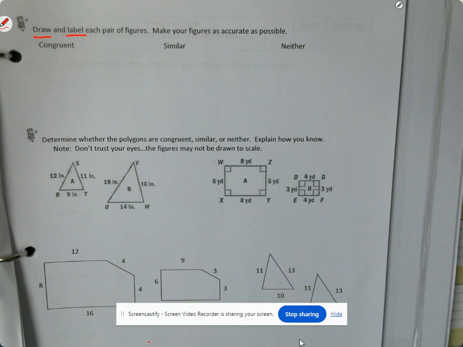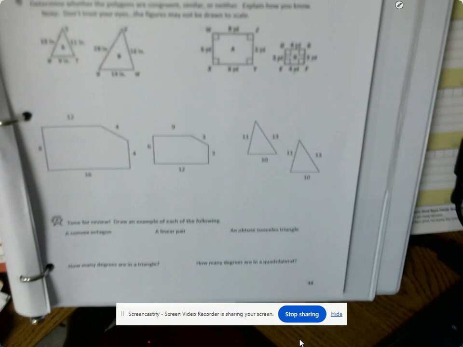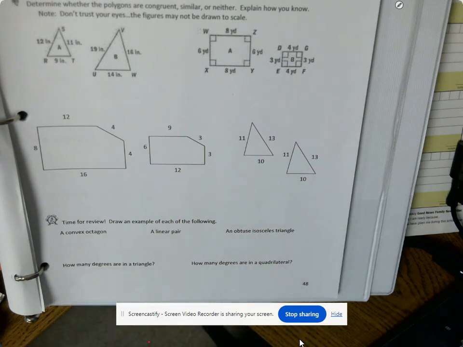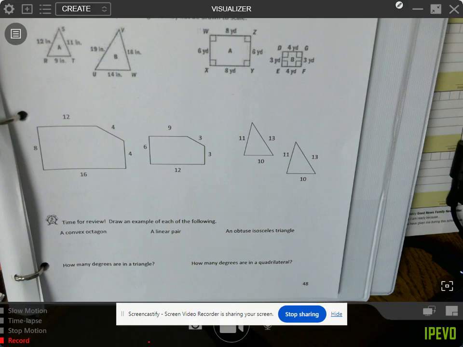Now, we come down to a little bit more tricky. These ones were pretty basic, right? We can find our corresponding sides. Now it says determine whether the polygons are congruent, similar, or neither. Don't trust your eyes. You don't just look at it and say, well, it looks to be the same. It looks to be same shape, different size. You actually have to do the math, matching up every single side, making sure that your sides are all proportional. Each side matchup divides down to the same number.